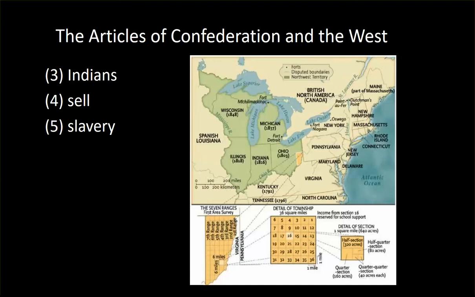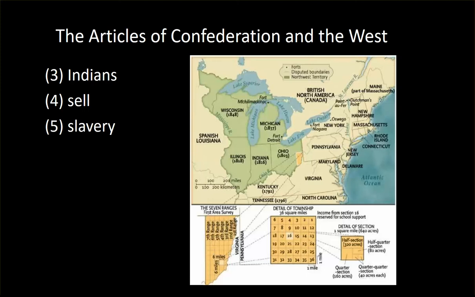They resent Virginia trying to snatch up a bunch more land. They said that land to the west, Indian land, ought to belong to the nation as a whole. So it wasn't easy to come up with rules for what to do with this territory and how to settle white settlers on that territory.